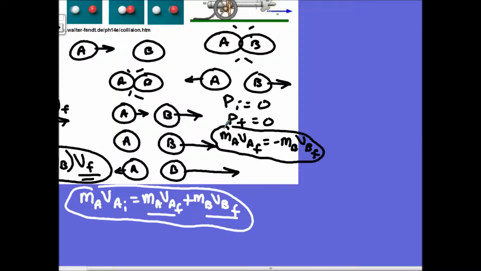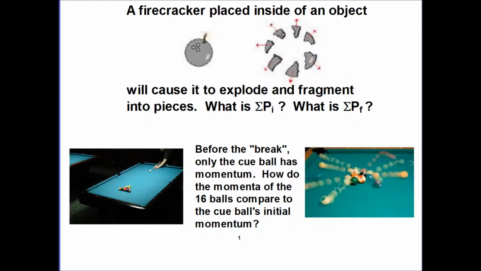Typically, that would be the way that we would set up an explosion equation. Now, I'm going to show you examples for every one of these things. Let's keep going here. This one is a great qualitative or conceptual example. A firecracker is placed inside of an object, causing it to explode. Don't try this at home, but you've probably seen videos of something like this. It will cause it to explode and fragment into pieces.